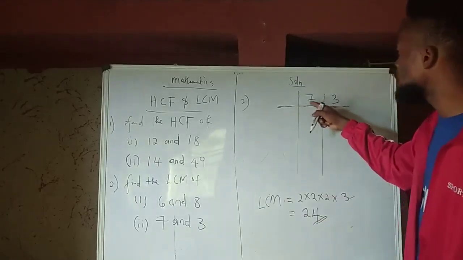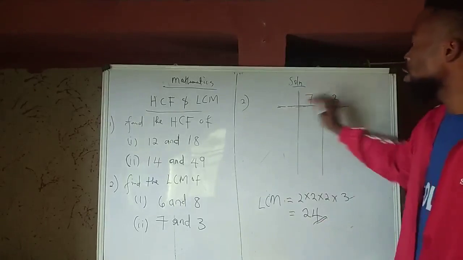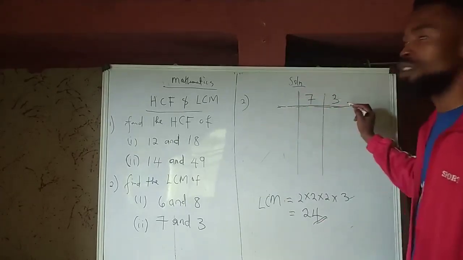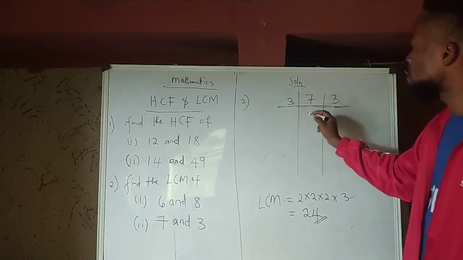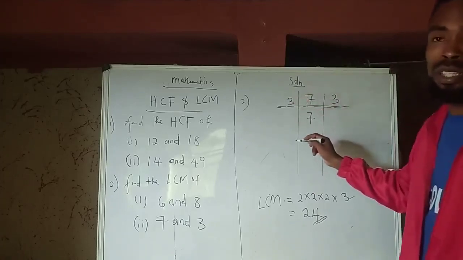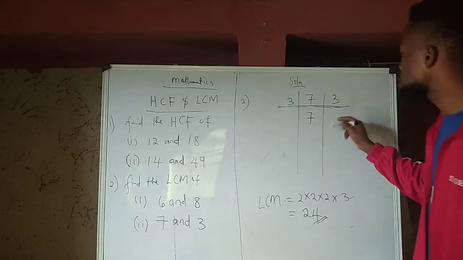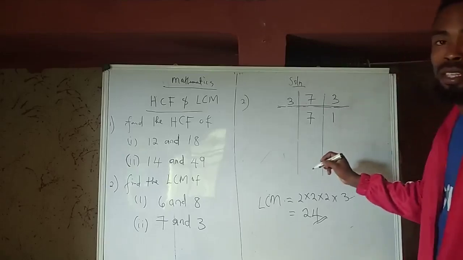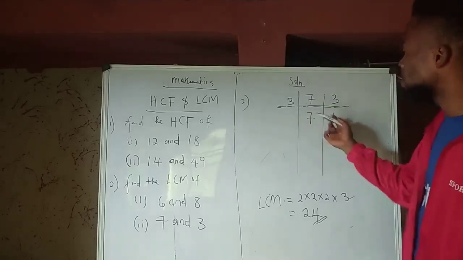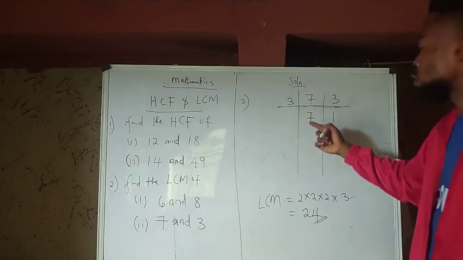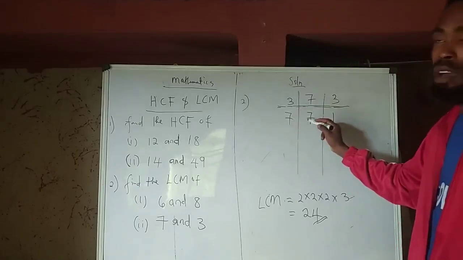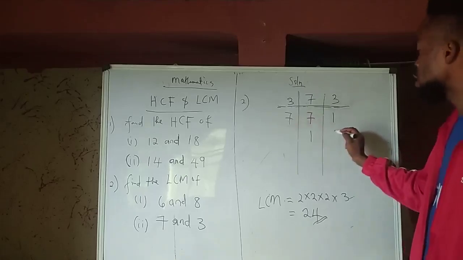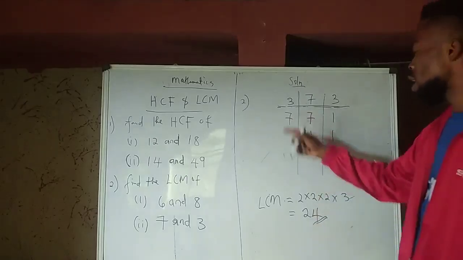So we look for a number that can divide any of them. 2 cannot divide any of them, but 3 can. 3 into 7 will not go, so we are still left with 7. And 3 goes into 3, we have 1. Then we look for another number that can divide either of them, which is 7. 7 divided by 7 will give us 1. We bring down this one. So we are done here.